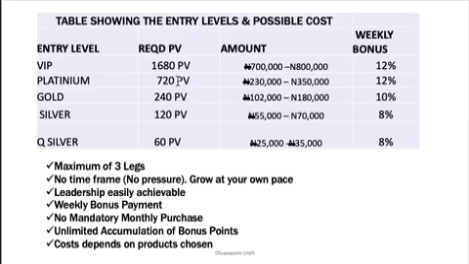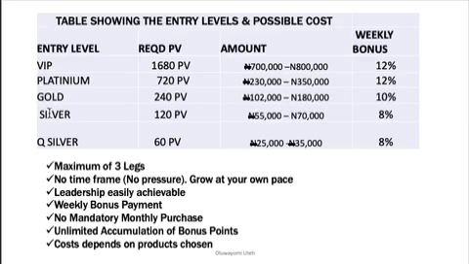So if you come in as a VIP, all you need to do is to pick products, total PV of which comes to 1,680 PVs, and you will spend between 700,000 and 800,000 naira, and you can earn a weekly bonus of 12% on the activities of your team. Note, not 12% of what you have done, but 12% of the activities of your team. As platinum, accumulate 720 PV, which ranges between 230,000 and 350,000. You also earn 12% weekly bonus, but you don't have the shares attached to you.